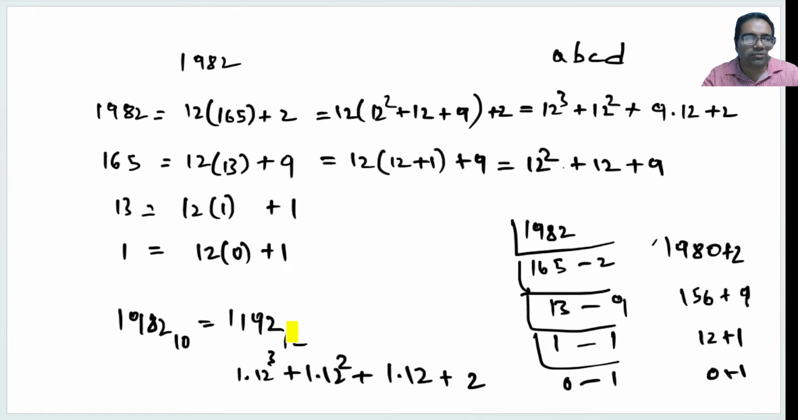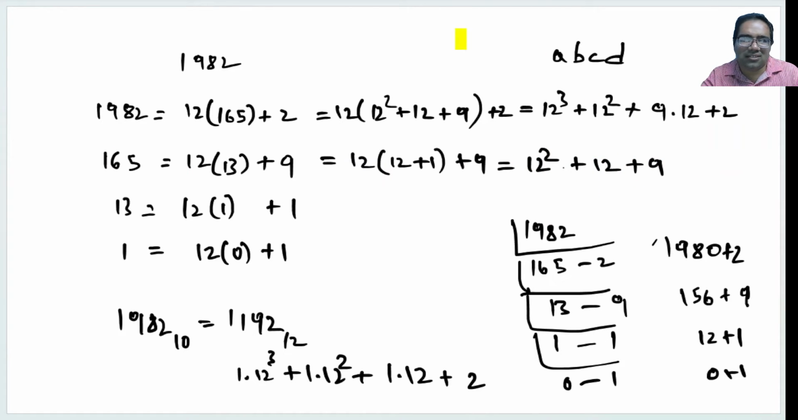But then how do we know this kind of remainder representation will actually give our base n notation? For example, 1 is 12 into 0 plus 1. 13 is 12 into 1 plus 1. Let us take this 13 representation, that is 12 into 1 plus 1, and insert it here. So it becomes 12 into 12 plus 1 plus 9. That becomes 12 square plus 12 plus 9. Now this 165 can be represented like this.